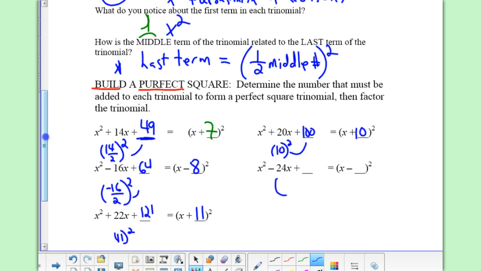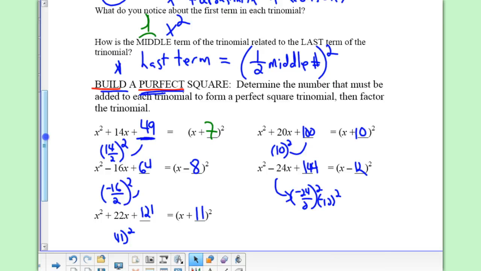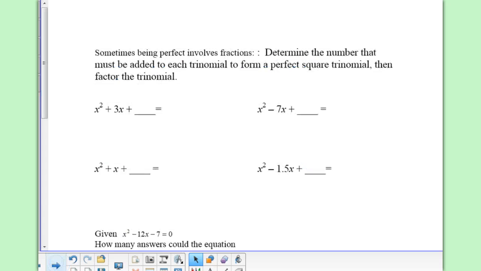And lastly, because of that minus 24, this last number is minus 24 divided by 2, squared. That's negative 12 squared, and that gives me 144, but it's going to be x minus 12 squared. So now we hopefully know how to build a perfect square. We just built them by knowing the middle term and getting the last.